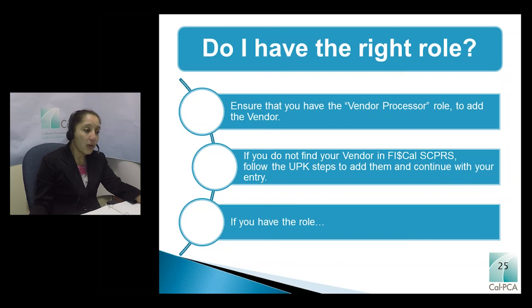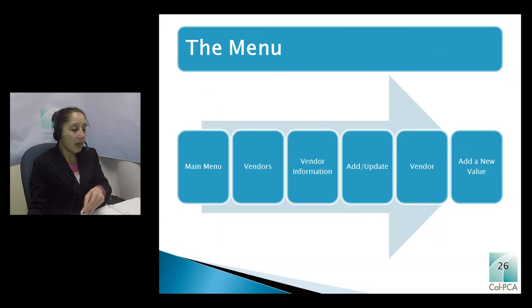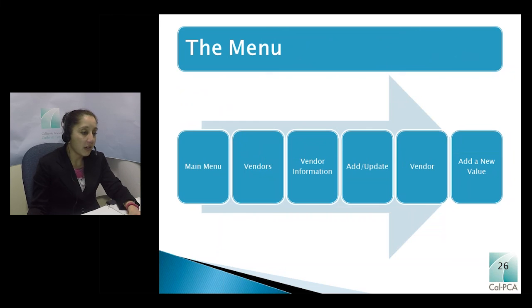Now if you have the role, this is the navigation you should see: Main Menu, Vendors, Vendor Information, Add/Update, Vendor, Add a New Value. It's a long list of clicks. If you don't see this navigation, there may be a couple of reasons. The first reason may be that you weren't mapped to the role at all. Maybe you were able to do it in BidSync and you weren't mapped properly to the role in Fiscal. If that is the case, again, you're going to have to work with your management to get that role assigned to you. But check with your manager or your department liaison, verify what roles you do have.